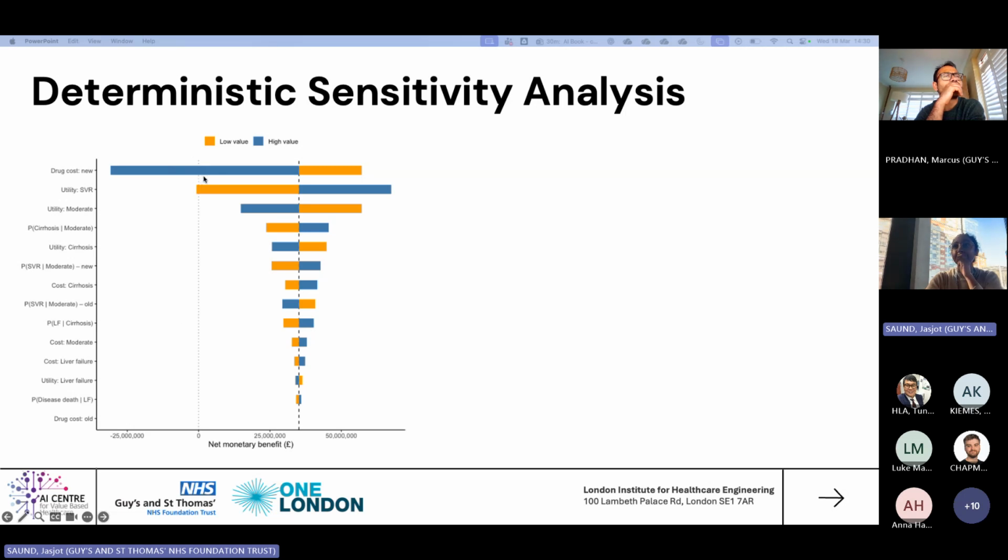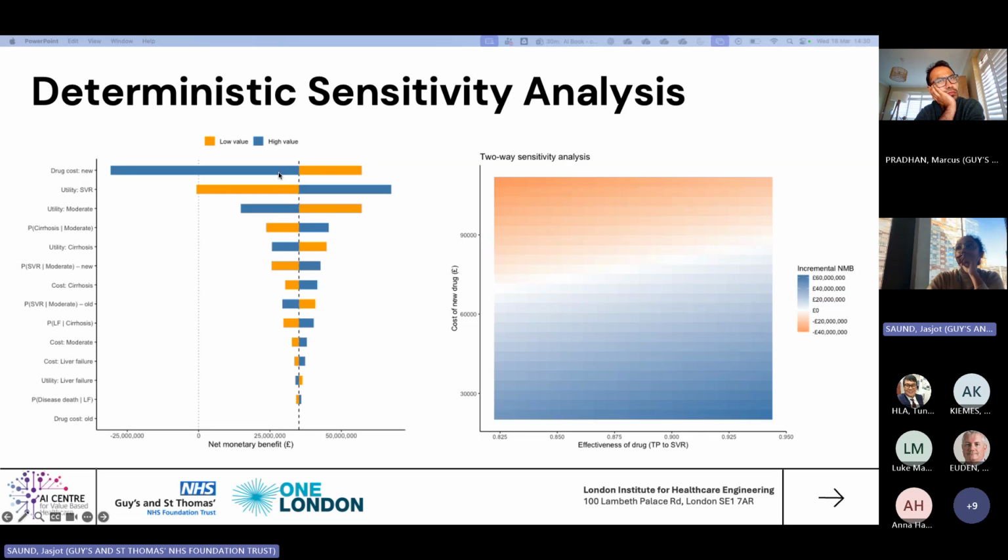So essentially, by just the cost of the drug in this case, by increasing the cost of the drug, it's basically making it not cost effective, and that's quite a massive skew. But you can see that everything else, even if we vary it by its extremes, they don't affect the cost effectiveness decision or the outcome that we might make.